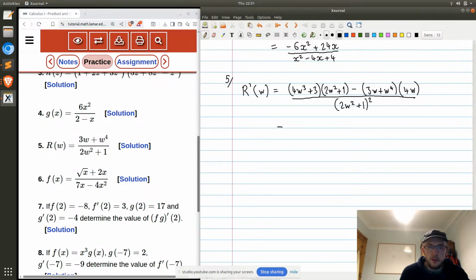So following his example from above, I'll just clean up the numerator and leave the denominator alone. So what do we get up there? We get eight w to the 5 plus 4w cubed plus 6w squared plus 3 minus 4w to the 5 minus 12w squared.